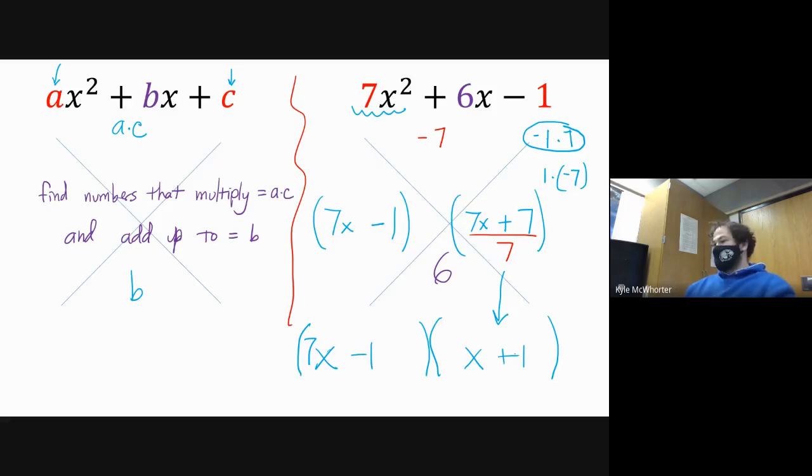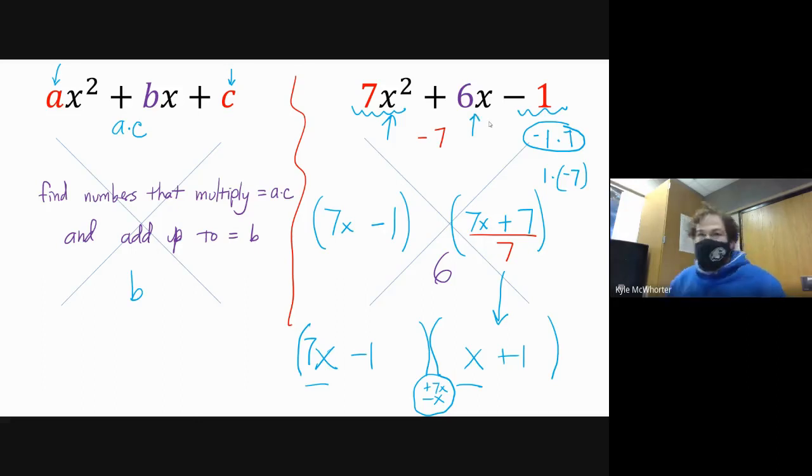And so you could check to make sure that when you multiply them out, you get 7x squared plus 6x minus 1. When you do the first term times the first term, 7x times x is 7x squared. So that works out. Then the last term times the last term, -1 times +1, that's -1. So that works out. Then when you do the middle terms, -1 times x gives you -x, and then the outsides, 7x times 1 gives you positive 7x. And those will add up to your middle term of 6x.